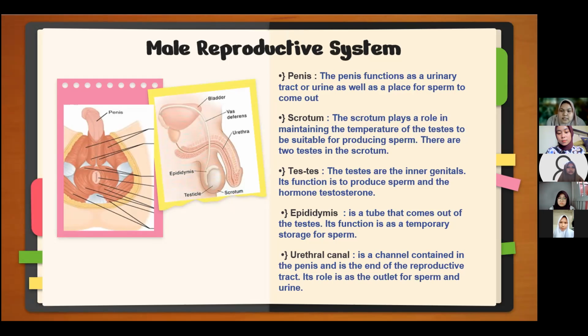Epididymis is a tube that comes out of the testes. Its function is as a temporary storage for sperm. Urethral canal is the canal contained in the penis and is the end of the reproductive tract. Its role is as the outlet for sperm and urine.